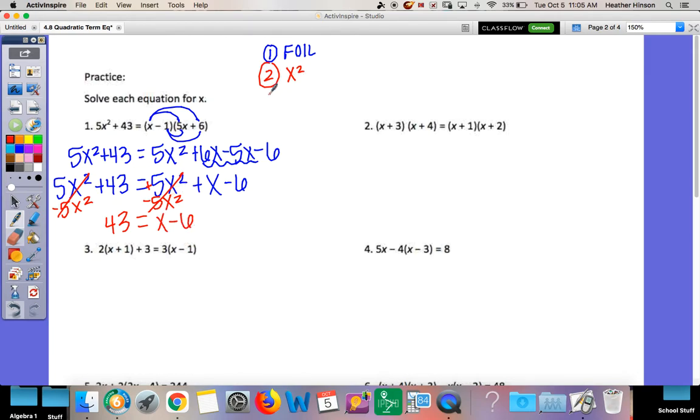Okay, and then I'm just going to do my regular SADMEG here. I don't have another x term. If you do, you can do your x term. But if you don't, just do your regular SADMEG. So I have a minus 6 on my x, so I'm going to add it over. So 43 plus 6 is 49.